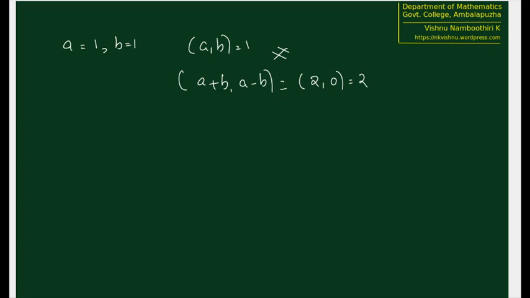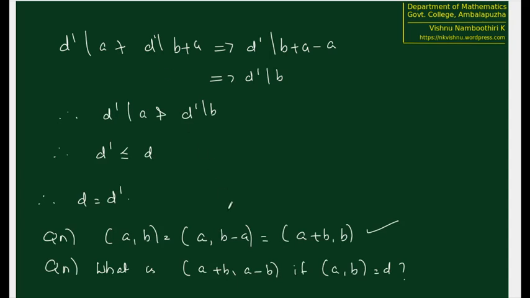But now there is another question. We have seen that these two GCDs are not the same, but can we connect them in some other way? That means, can we say that the GCD of A plus B and A minus B is going to be related to the GCD of A and B, like it's a multiple or a factor? So can we say something else? That's a question remaining, and I'm leaving it as an exercise.